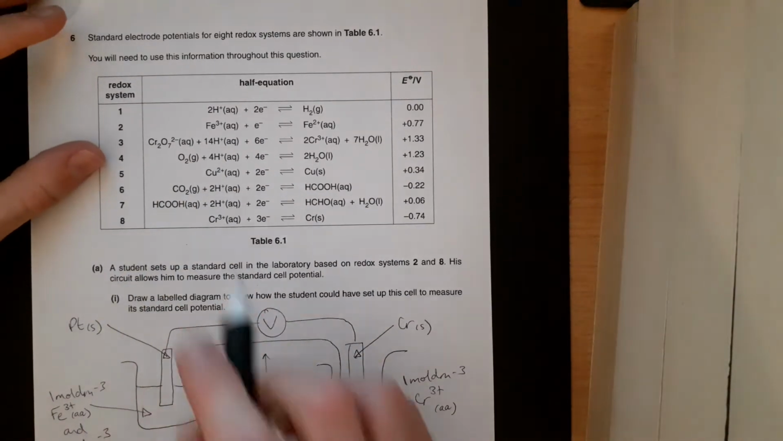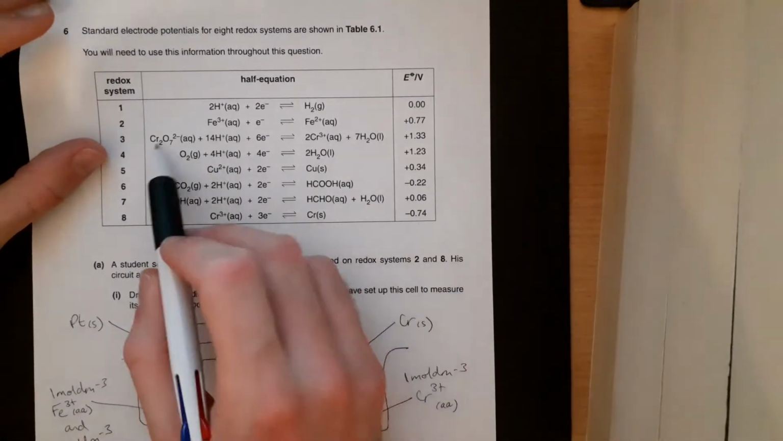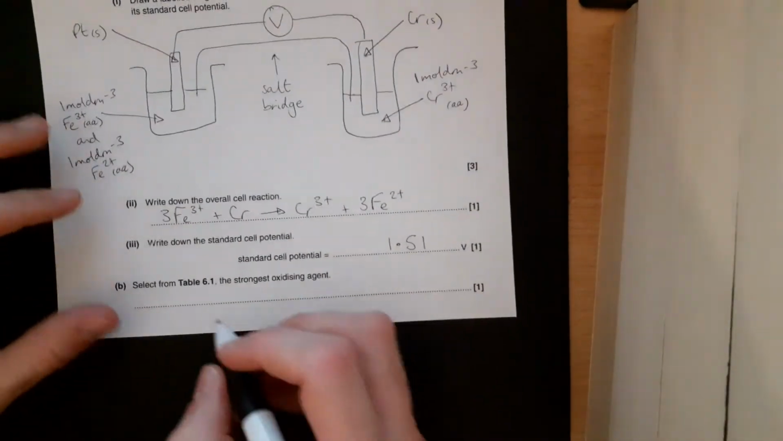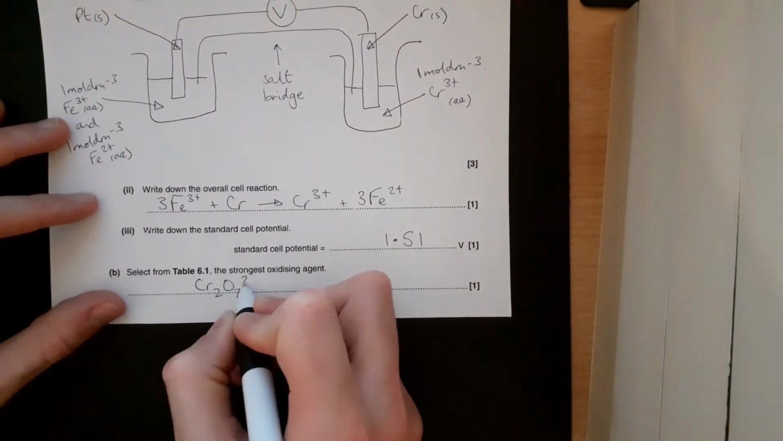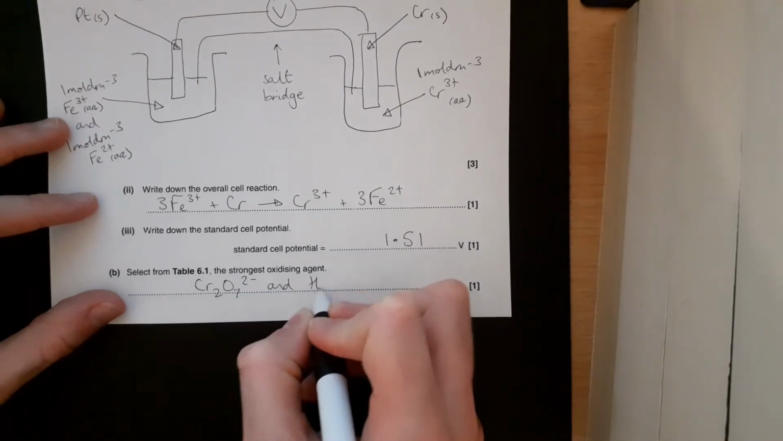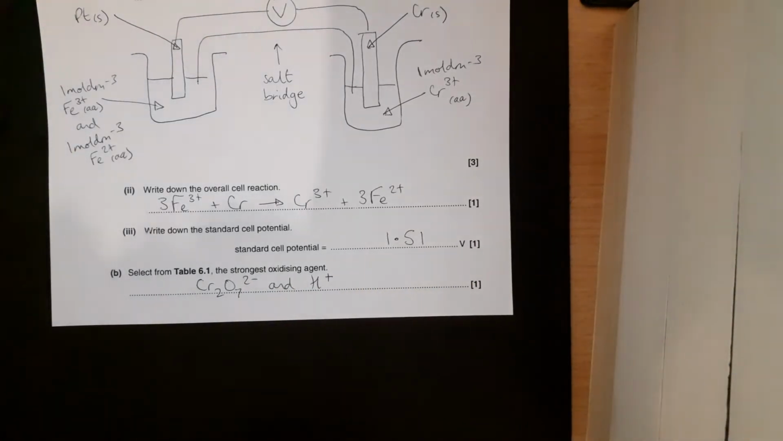Okay. We don't need to write it balanced. We just say these two things. So the strongest oxidizing agent is Cr2O7 2- and H+. Okay, and that's the same. If you think about that from organic chemistry, you have to write acidified dichromate, don't you? You can't just write dichromate. So it does need the combination of both.